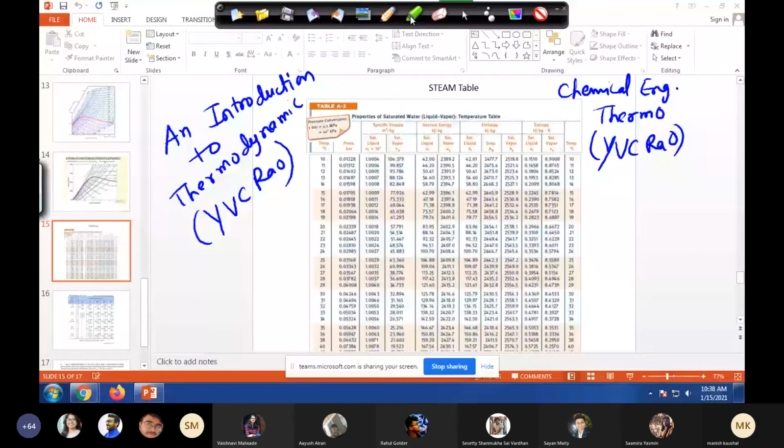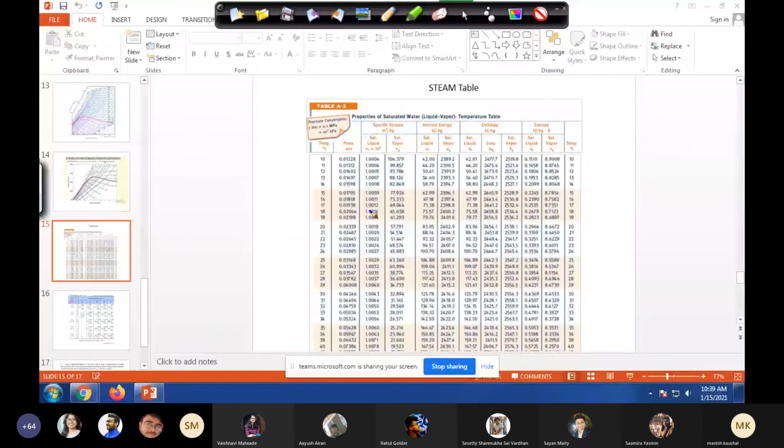So in this steam table, what do you see? There are two types of tables, I mean, two ways to represent it. This is the temperature column. Okay, this is the temperature column.